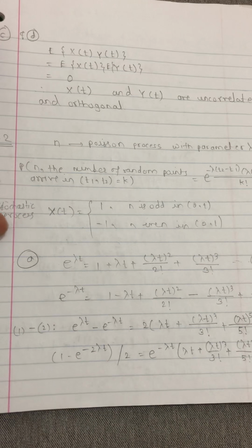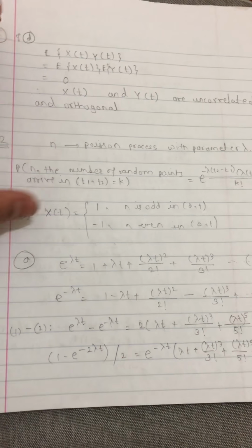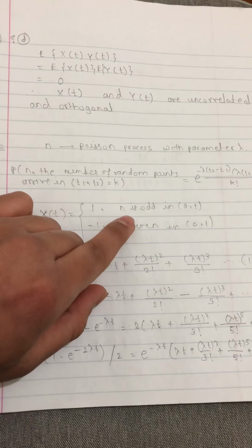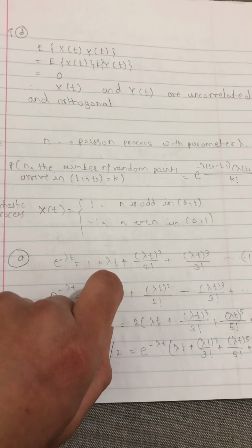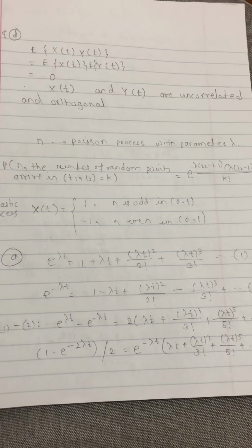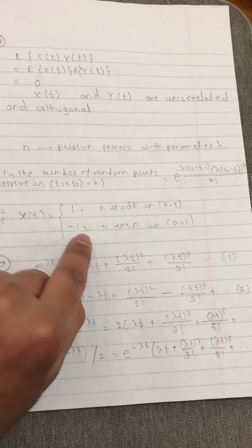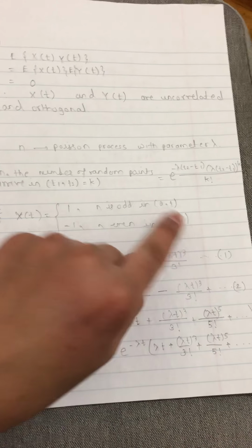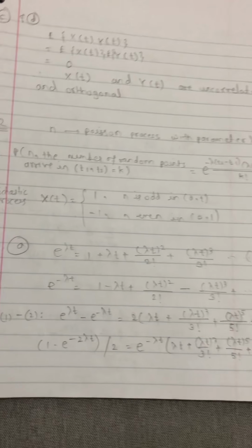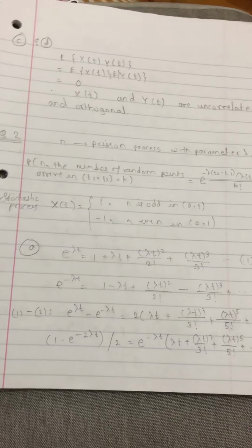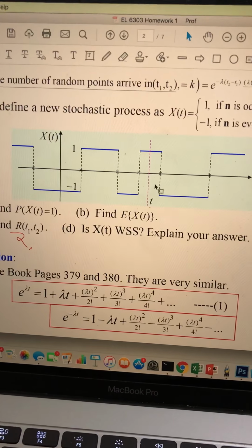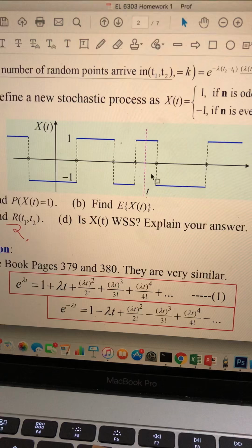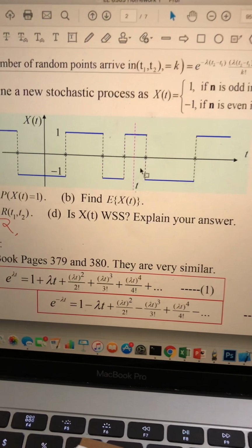Now the stochastic process X(t) is given as 1 when N is odd in the interval 0 to t, and X(t) is equal to minus 1 when N is even in the interval 0 to t. The graph of this stochastic process varies between 1 and minus 1.